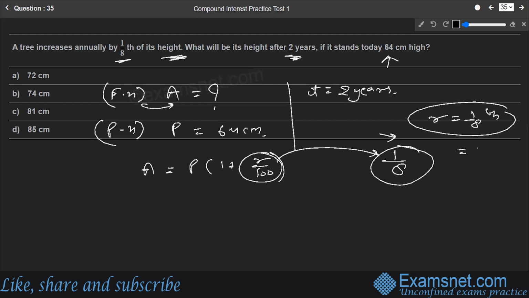Okay, in percentage, this is already 12.5%. So if we keep in place of R, we keep 12.5. The 12.5 by 100 is again going to be 1/8. So this R by 100 can be replaced as 1/8 here.